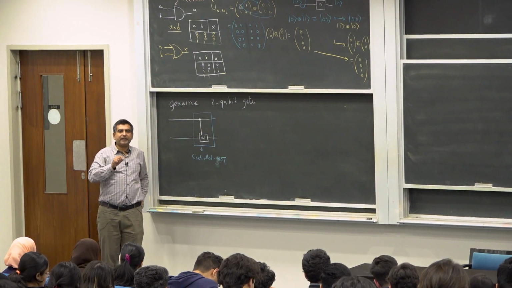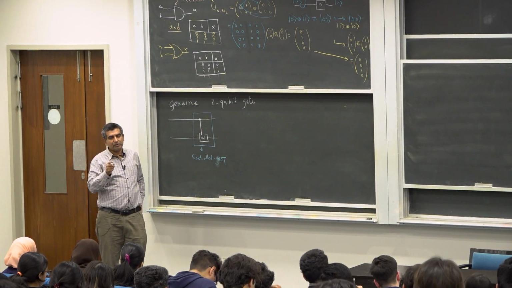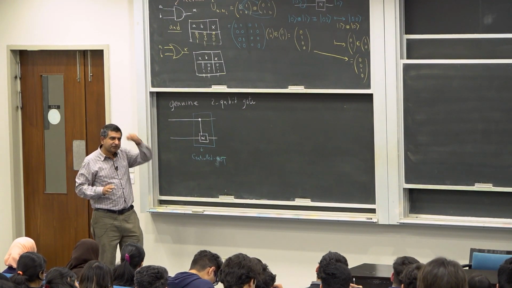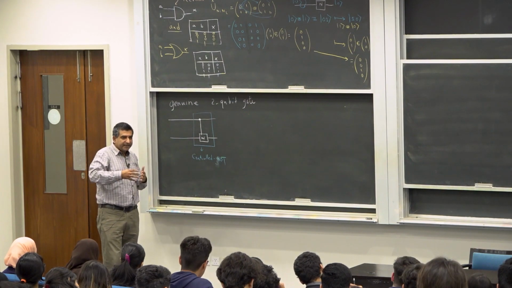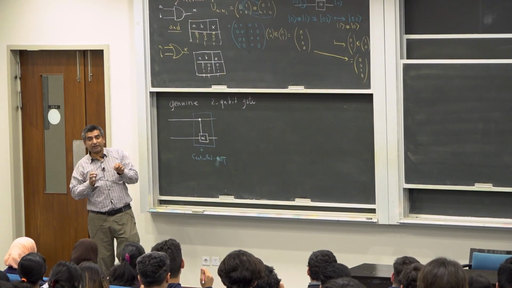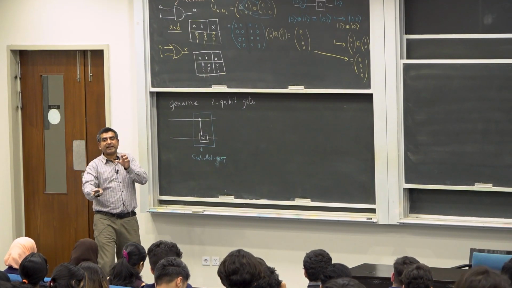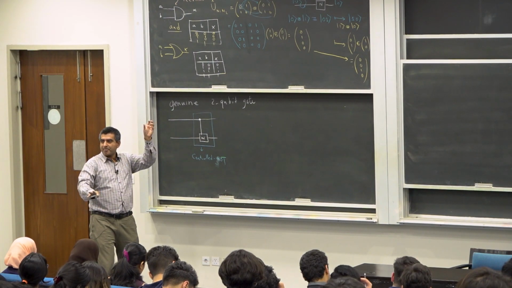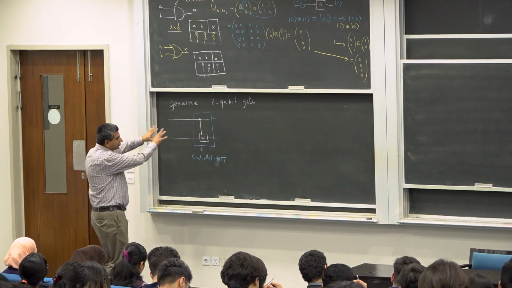If the first qubit is in a state ket 0, nothing happens to the second qubit. However, if the first qubit is in a state 1, the second qubit is inverted. It sees a NOT gate. That's what a controlled NOT gate is. You're applying a NOT gate on the second qubit, but it's controlled by the state of the first qubit. So let's draw a truth table for this.